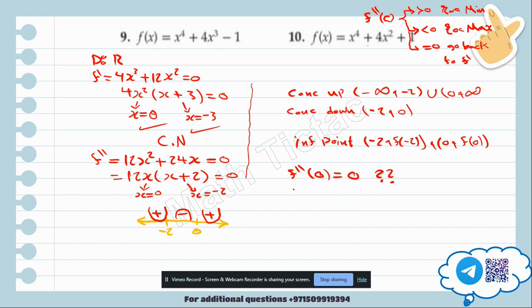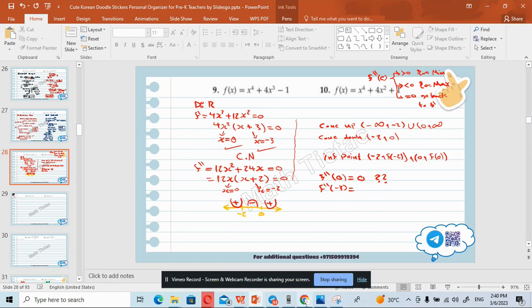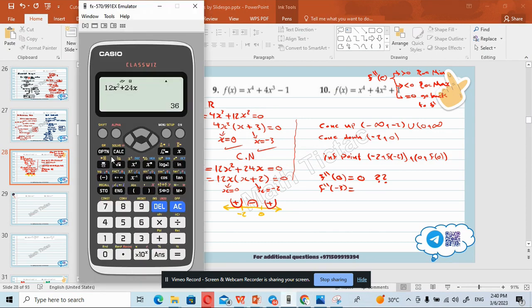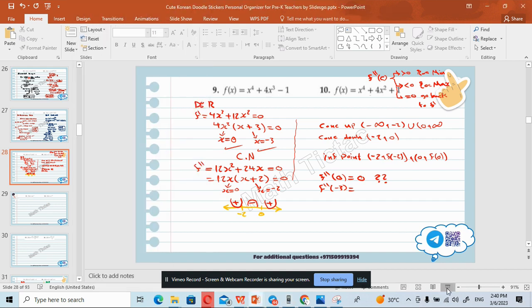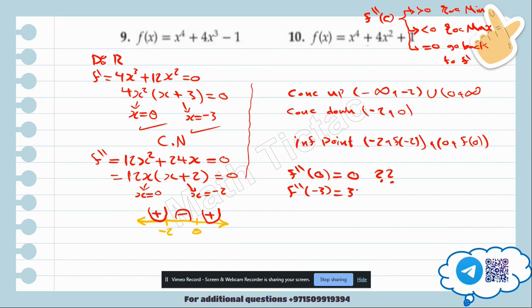Now what about the second value, which is f double prime of minus 3? If you substitute the minus 3 over here, so let's see. On the calculator, we still have the same function. So calc at minus 3, and this is going to give me 36. 36 is positive, which means it's greater than 0. That means I have a local minimum at x equal to minus 3.